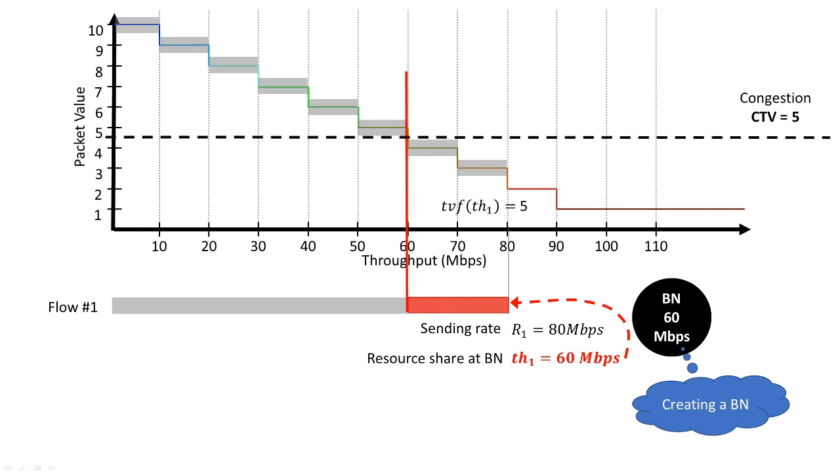But which packets? Since we have a single flow and we know how packets are marked with a throughput value function, dropping the packets with minimum packet values leads to an observable packet value threshold below which all the packets are dropped. In this case, the threshold value is 5 and the resulted allowed throughput of the flow is 60 megabit per sec. This threshold value is called congestion threshold value, or shortly CTV.